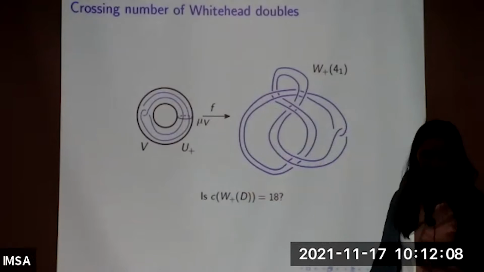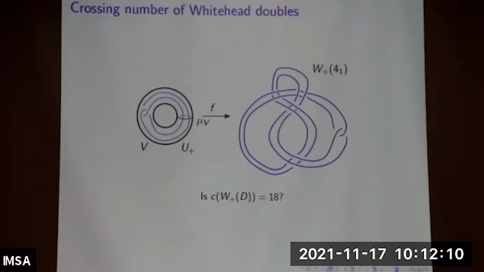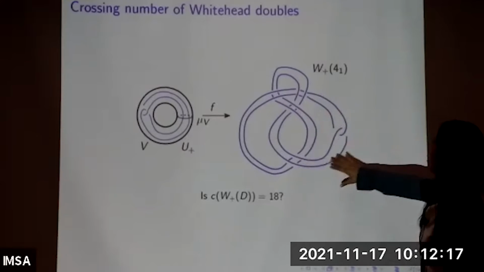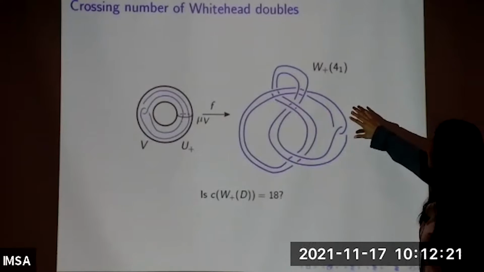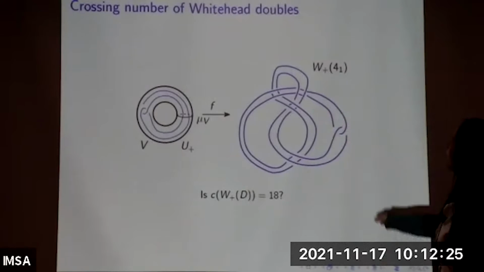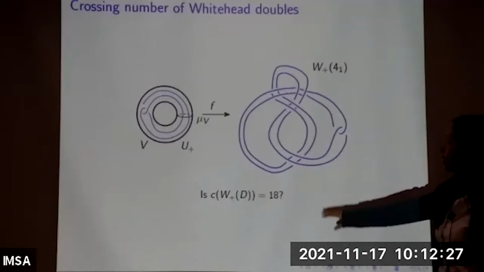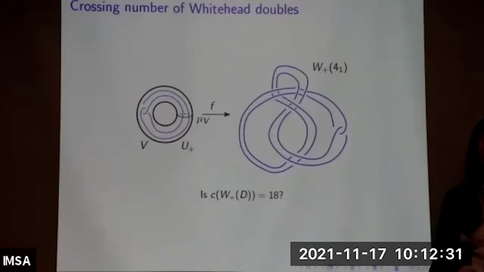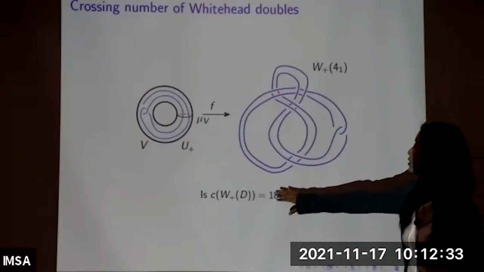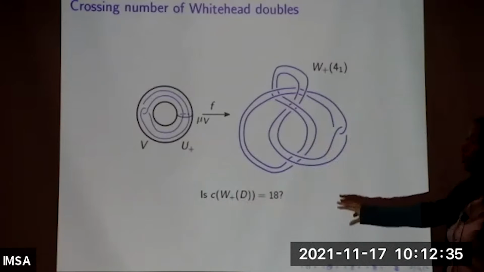So this question appeared on the low dimensional topology blog by Ryan Ludwig at some point. And he was saying, if I tie up the unknot with a companion, the figure eight knot, in a satellite knot, is this diagram the one that realizes the crossing number? In other words, is the crossing number equal to 8?